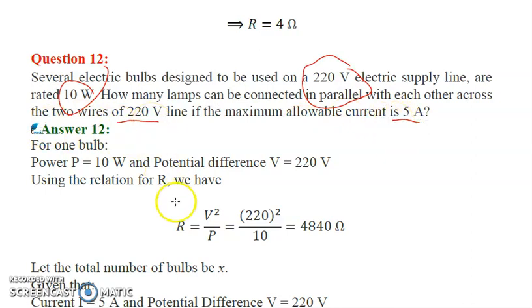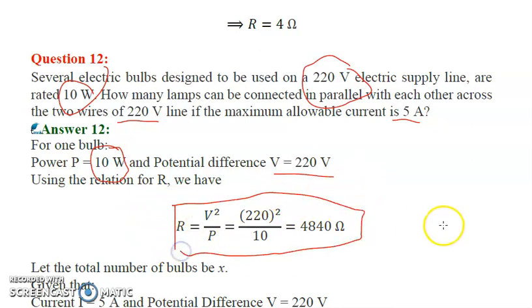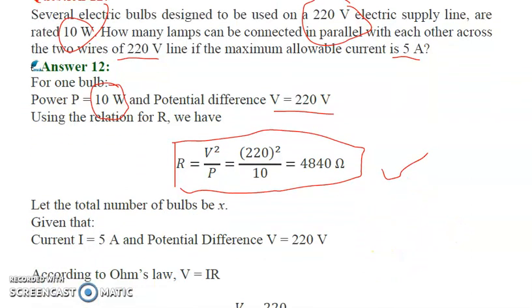So what we have to do is first calculate the resistance. Power has been given to us as 10 watt and potential difference as 220 volts. So by using this relationship, P is equal to V square upon R. I am repeating it again, P is equal to V square upon R. From that relation, we'll calculate the value for resistance as V square upon P. So 4840 is the total resistance of the circuit.